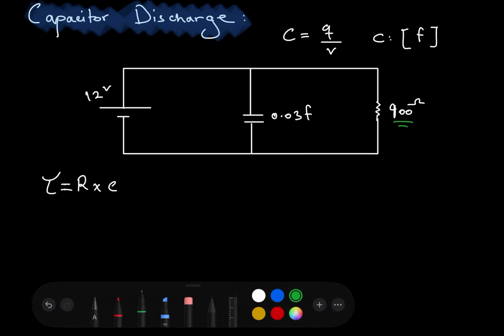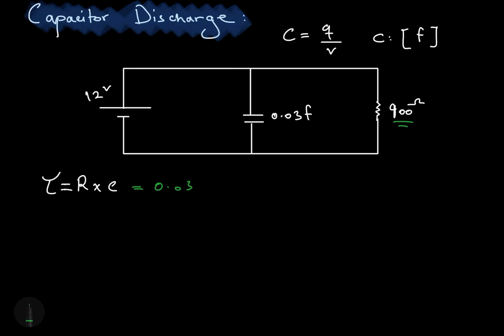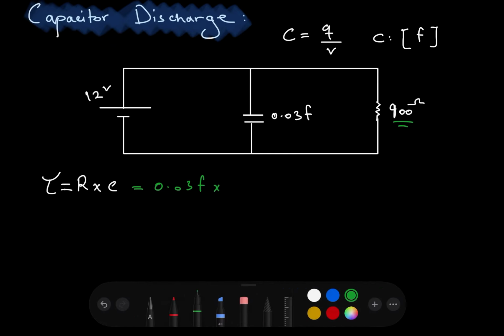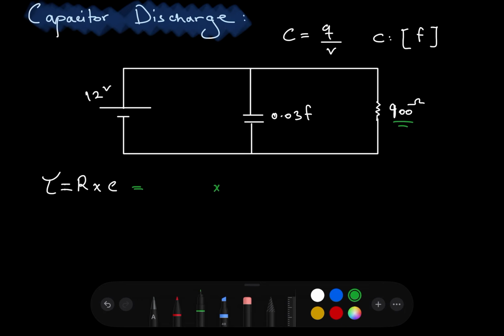So tau here, which is the time constant, can be found simply by multiplying the resistance by the capacitance. Capacitance is 0.03, while the resistance is 900. So 900 ohms gets multiplied by the capacitance, and 0.03 times 900 is equal to 27 seconds. So it would take 27 seconds for this capacitor to have its charge, voltage, and current drop to 37% of its original value. Now, once you know this number, you can actually do a lot of things with it in terms of capacitor discharge.